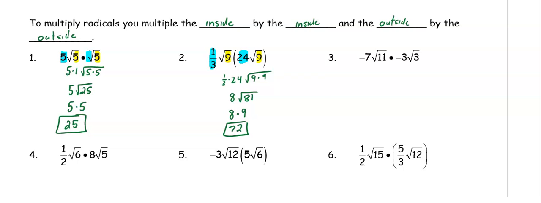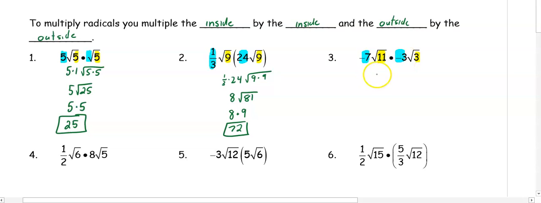In number 3, on the inside, we have 11 times 3, and on the outside, we have -7 times -3. So we have -7 times -3, root 11 times 3, which gets us 21 root 33. 33 is not a perfect square, and if I go to simplify this, this simplifies to 3 and 11. It has no pairs, so it's already simplified at 21 root 33.